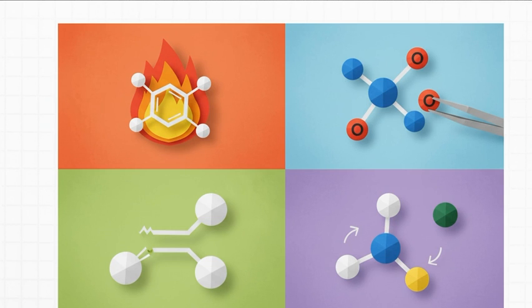Then there's oxidation, where a compound gains oxygen, like turning an alcohol into an acid. After that, we have addition reactions, where we add new atoms by breaking double or triple bonds. And finally, substitution reactions, where you basically just swap one atom for another in a saturated compound.